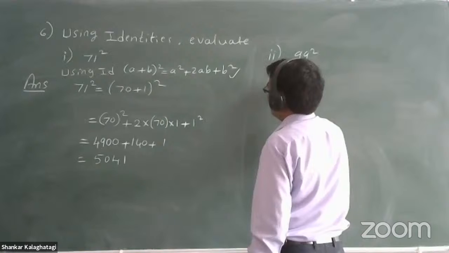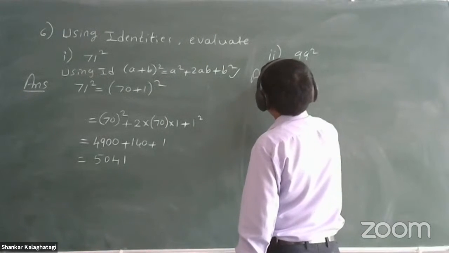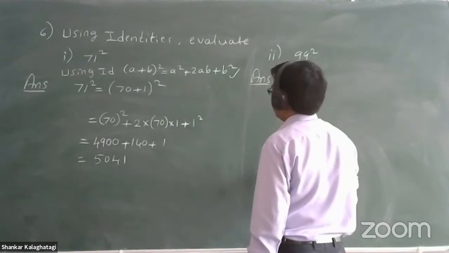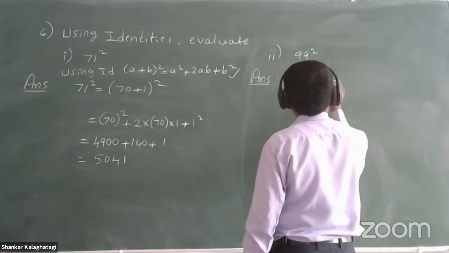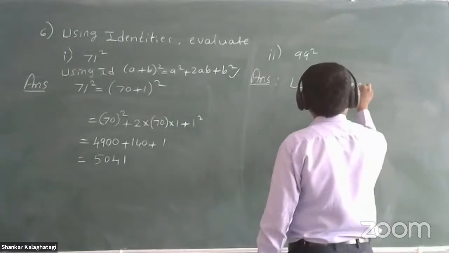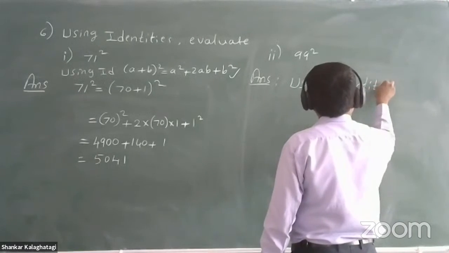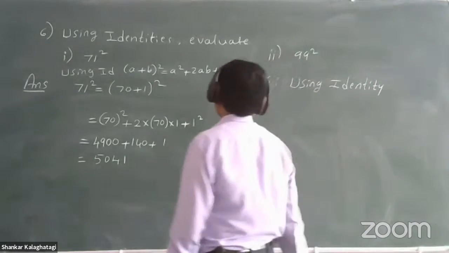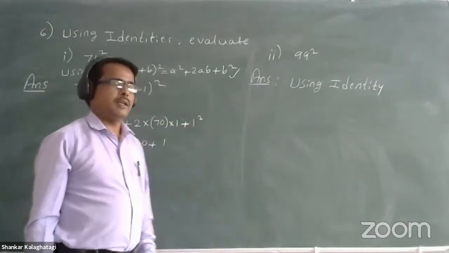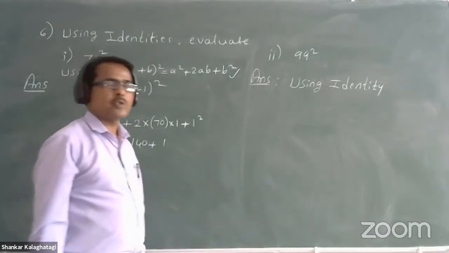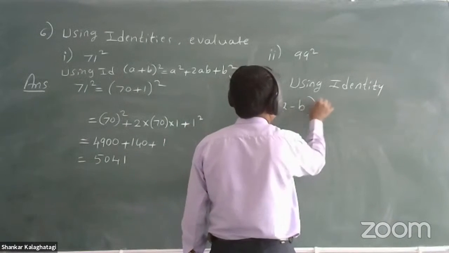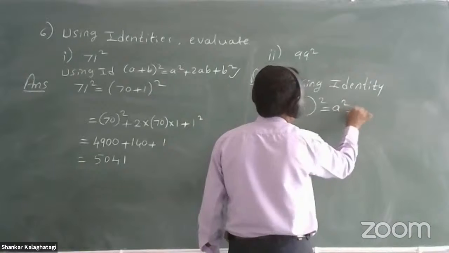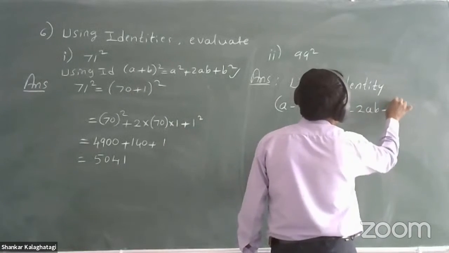99 square equal to 9801. Now you use identity. Which identity did you use? a plus b whole square equals a square plus 2ab plus b square. But to make it still simple, here better to use a minus b bracket square. a minus b bracket square is what? a square minus 2ab plus b square.